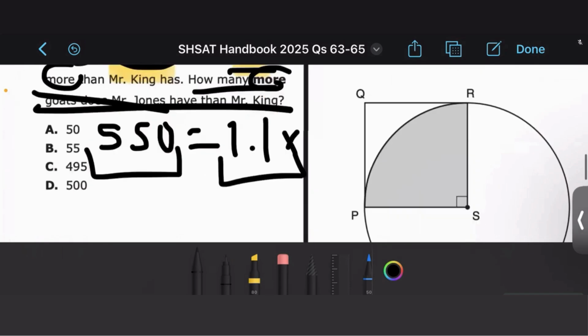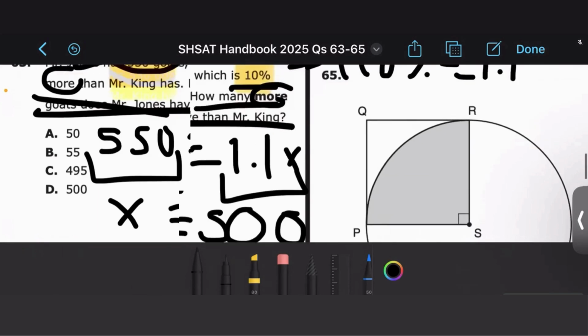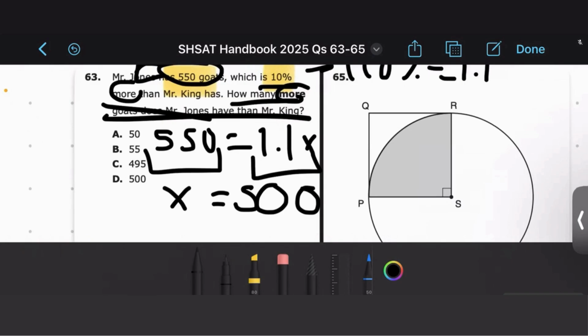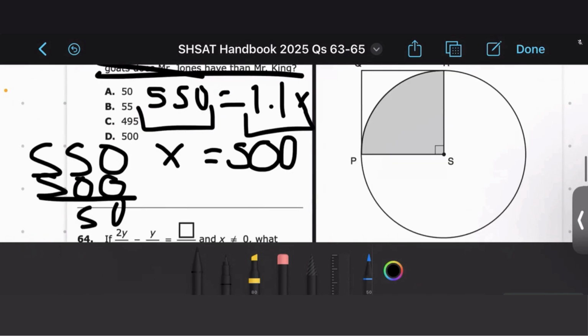Then I'm just going to solve for x. So x is equal to 500. That's how many goats Mr. King has. The question is asking for how many more goats Mr. Jones has than Mr. King. So I'm going to subtract 500 from 550. I'm going to get 50. So the answer is A.